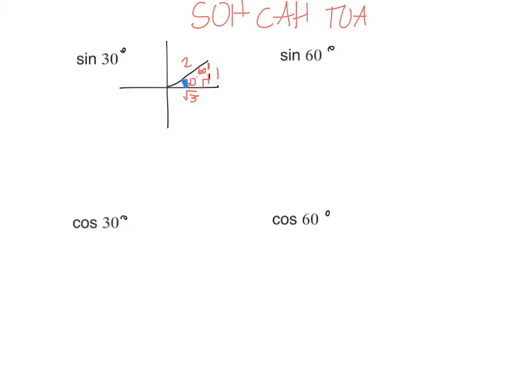So when I have the 30 degrees, I go across and I see that sine of 30 is opposite, which is 1, over the hypotenuse of 2. So sine of 30 degrees is 1/2.